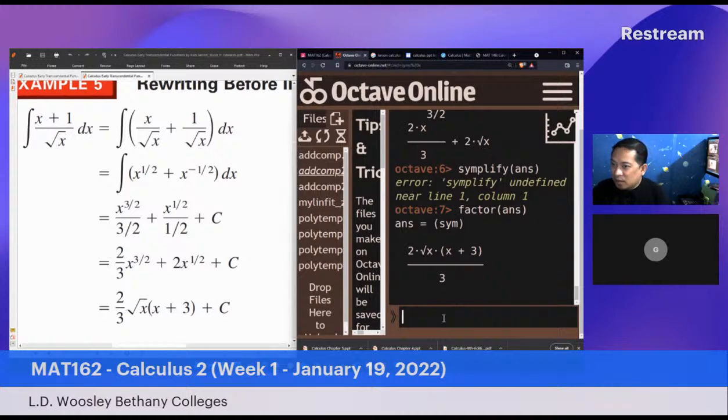So when we factor it out, lumabas yung 2 square root of x. Ang natira, x plus 3 all over 3. Sakto, no? Yun lang, hindi niya pinapakita yung plus C kasi symbolic siya.